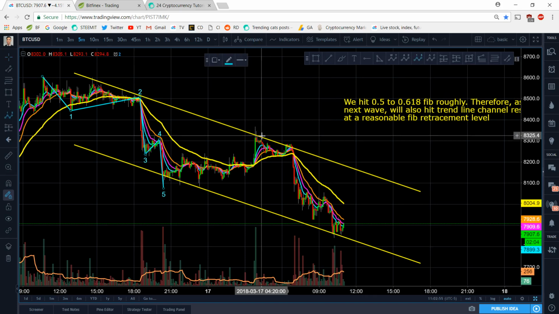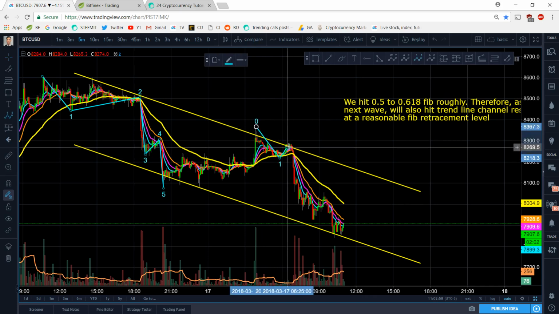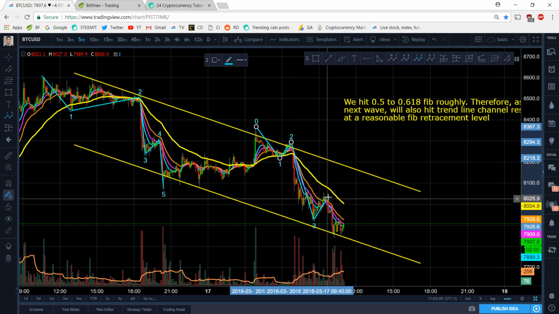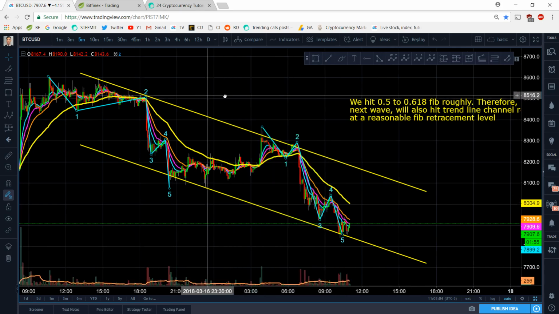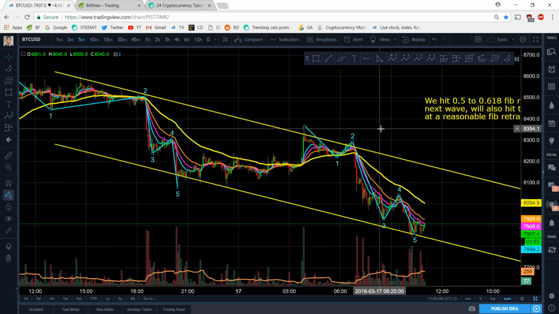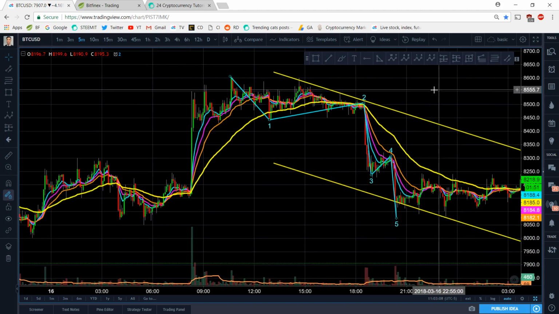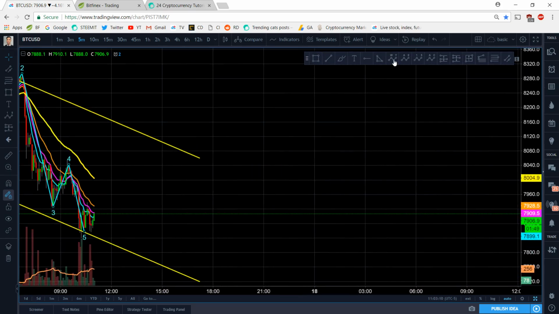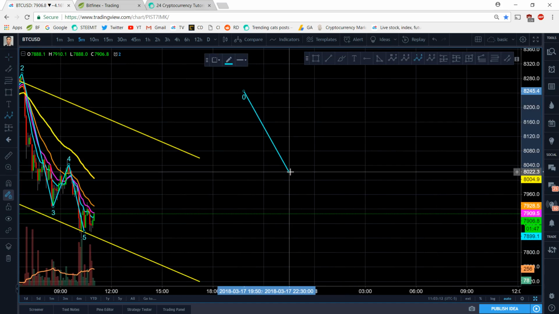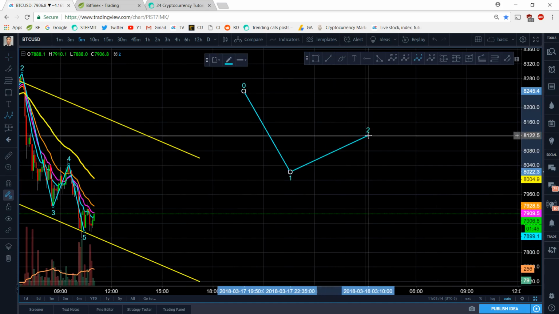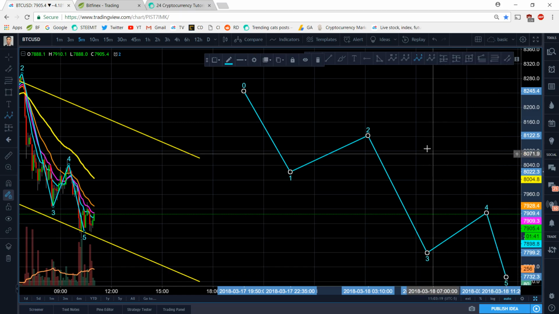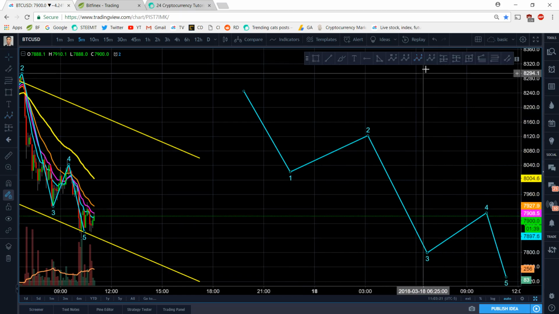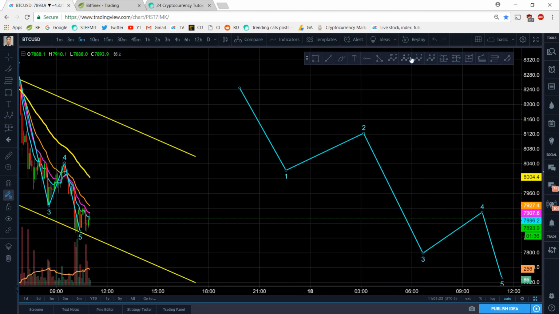Now, I call this right here my waves 1, 2, 3, 4, and 5. So this is a very updated count that I wanted to give everybody. Now, let's talk about this structure in detail. We have to remember that waves 2, 4, and also wave B can come in many different shapes and forms, right? So 2, 4, and B can come in different varieties.